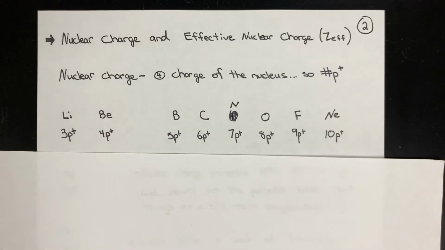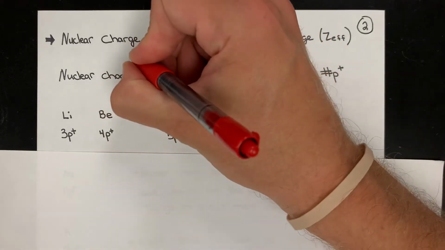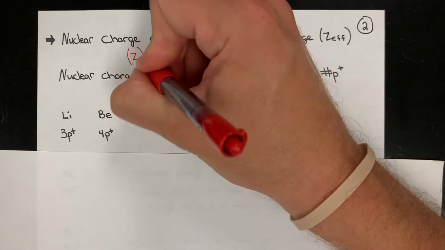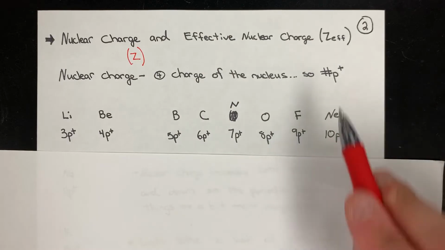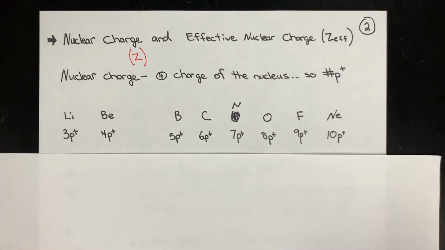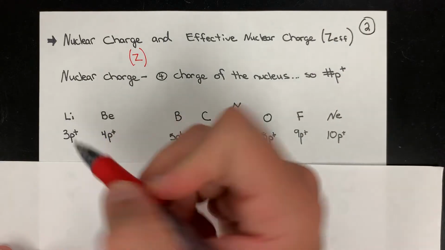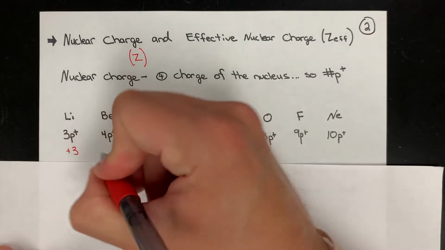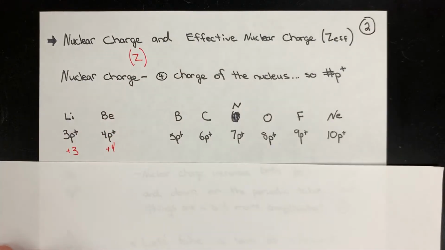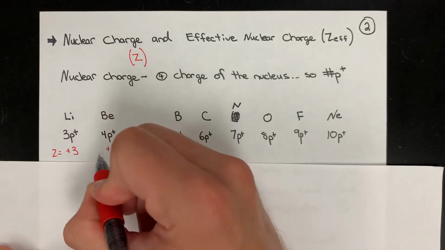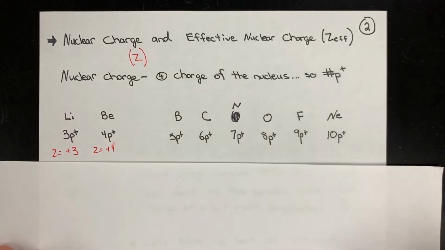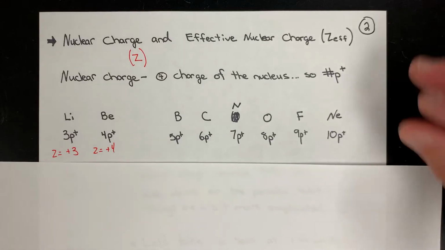And the way that we would actually talk about this, maybe we'll define this here, is that the nuclear charge is represented as Z, whereas the effective nuclear charge is again represented as Zeff. So if we wanted to talk about nuclear charge right now, we wouldn't say 3 protons, we'd actually just say +3, +4, so on and so forth. That would be its Z value, again, the charge of the nucleus, okay?